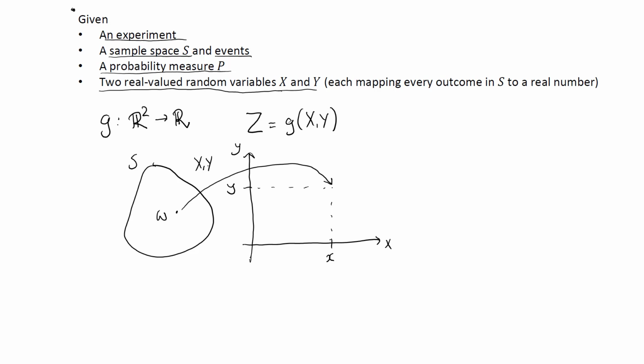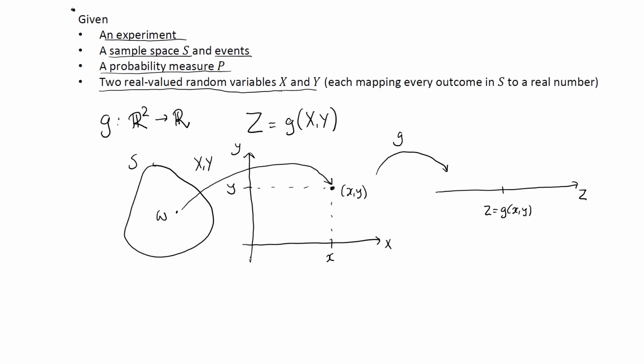So think about it like this. X and Y together will map every possible outcome to a point in the Cartesian coordinate system. Well, the Cartesian coordinate system is precisely the domain for the G function. So I use that as my domain and I map this point using the G function onto the real line, and we call this Z. So this point X comma Y is mapped onto the real line. Z is equal to G of X comma Y.